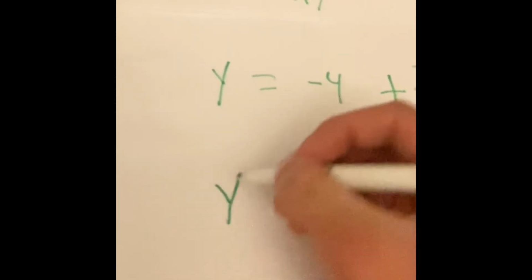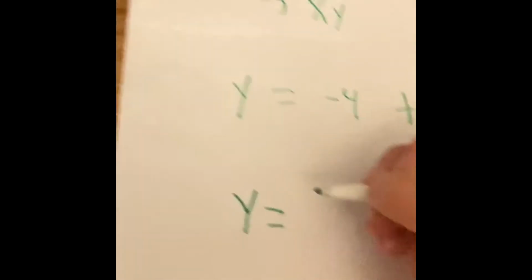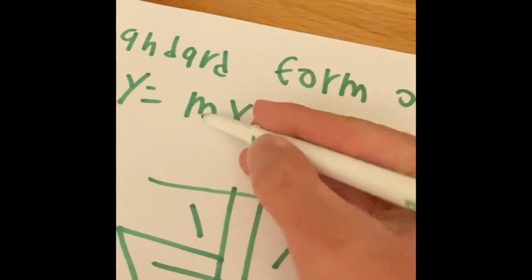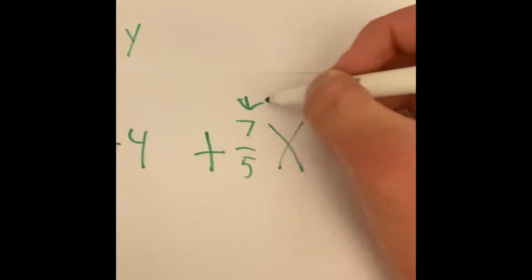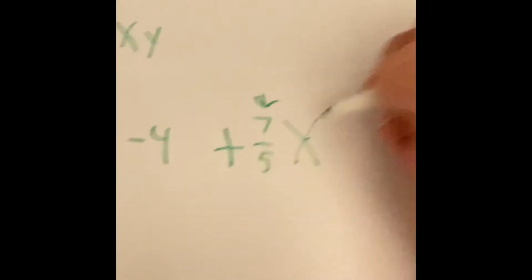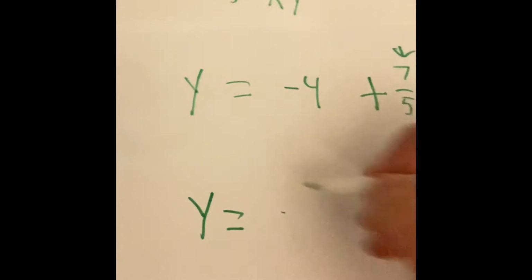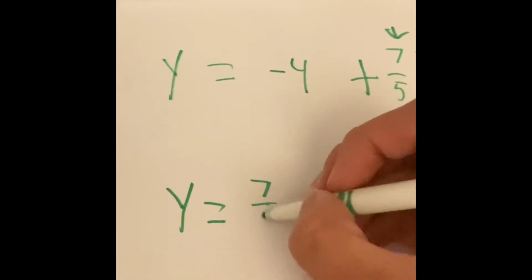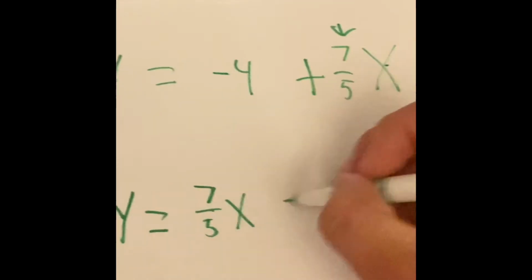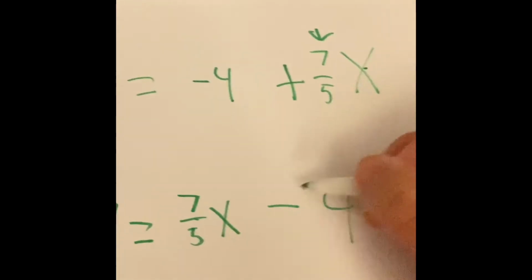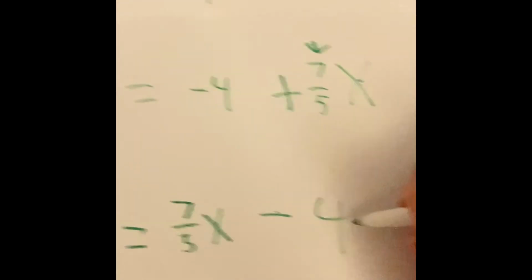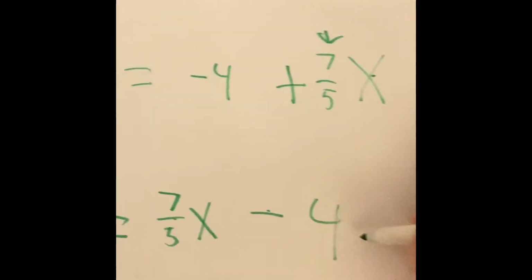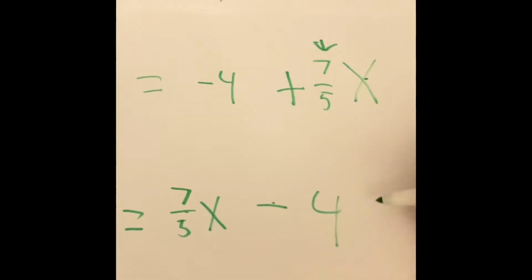So we have y right here, because it's y equals. Mx is your slope and your variable, so your slope is 7 over 5, and x is your variable. So y equals positive 7 over 5x minus 4. That minus 4 is represented as the letter b, or your y-intercept. But what is the y-intercept?